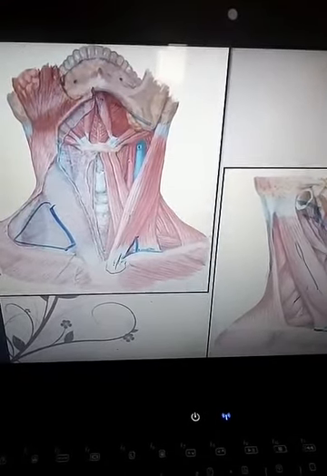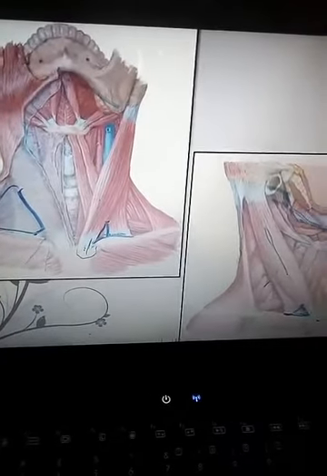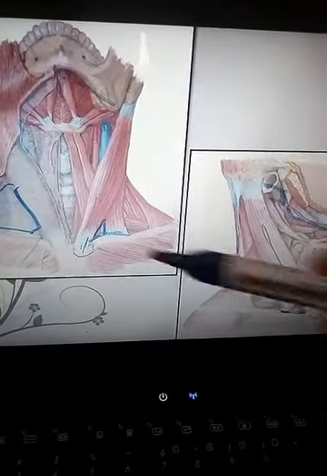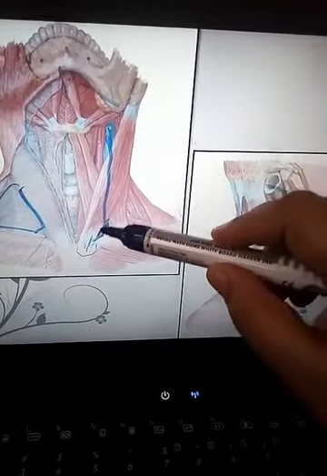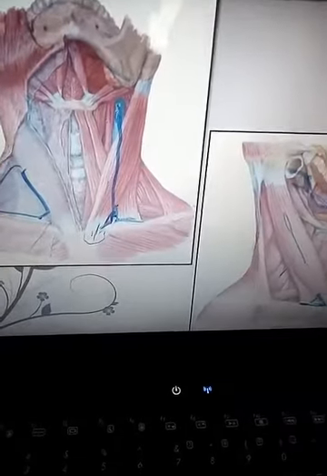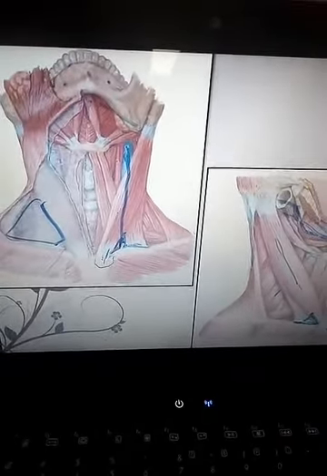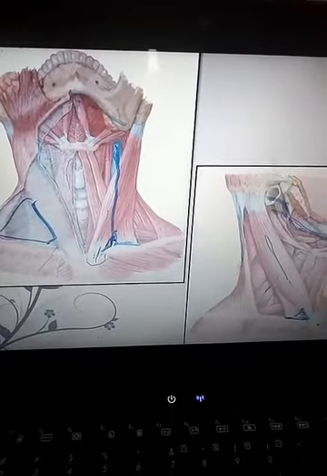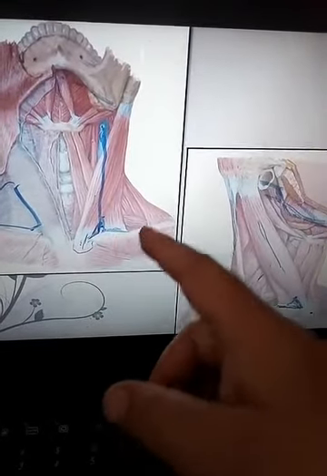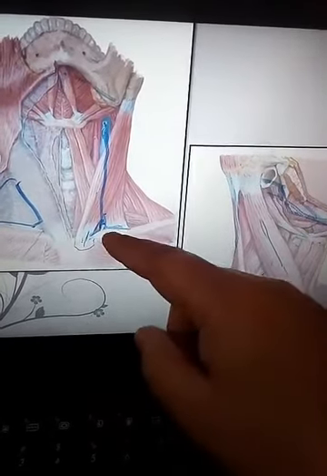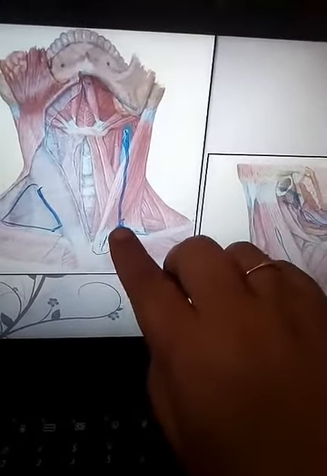And what are the structures present in this fossa? We have a very important structure, that is the terminal part of the internal jugular vein. Here, this is the internal jugular vein, okay, so here is the terminal part of the internal jugular vein, and this is a very important site for insertion of any needle or catheter. So if we need to insert a needle or catheter into the internal jugular vein for any purpose, therapeutic or diagnostic, we can insert the needle here.